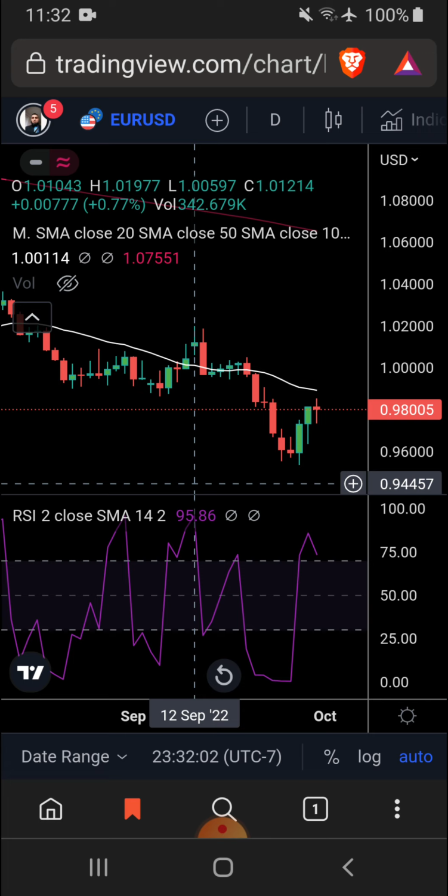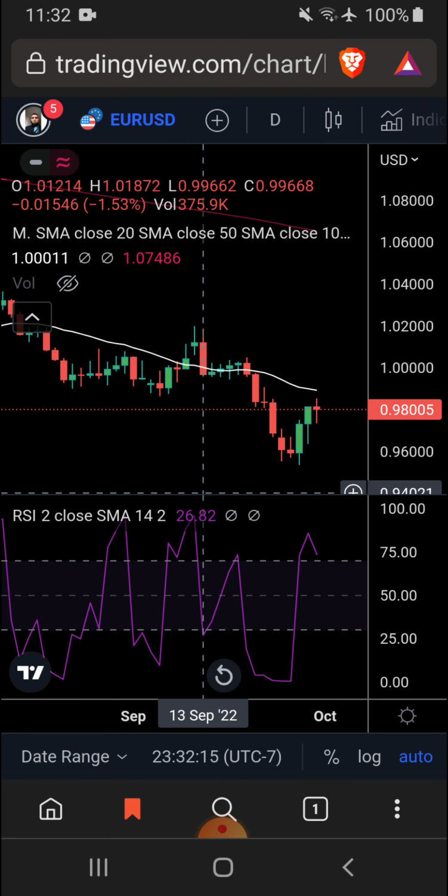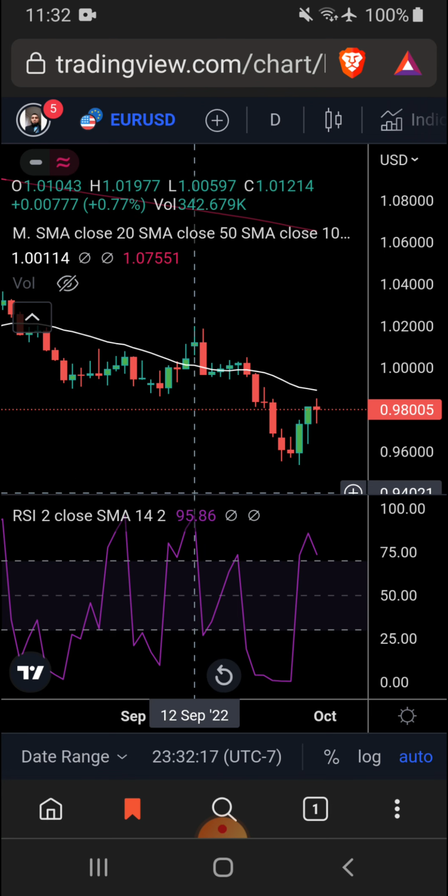So the third and final condition is the RSI2 has to be above 90. So here the RSI2 is above 90. It's at 95.86. Probably was higher at some point in that day. Well, it definitely was. Probably closer to 97 or 98 maybe.